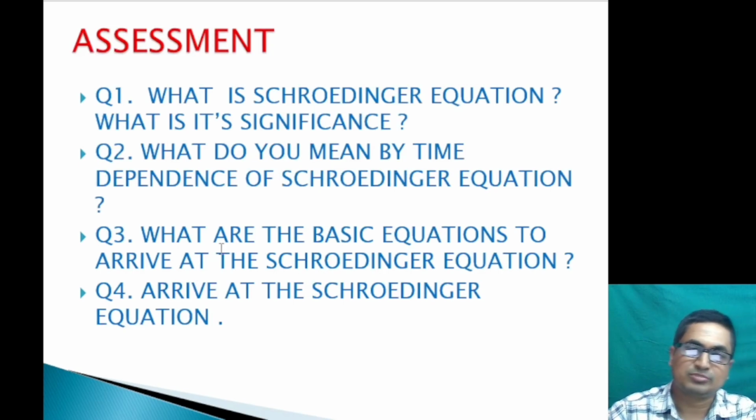So these are some assessment questions for you. What is the Schrödinger equation? What is its significance? What do you mean by the time dependence of the Schrödinger equation? What are the basic equations to arrive at the Schrödinger equation, and then arrive at the Schrödinger equation. Just simply how we proceed to get the Schrödinger equation. So all these things are included in the video, and I hope that with this video you can understand how the Schrödinger equation evolved, what it is based on, and how it can be arrived at, and all these mathematical things that we can discuss here.